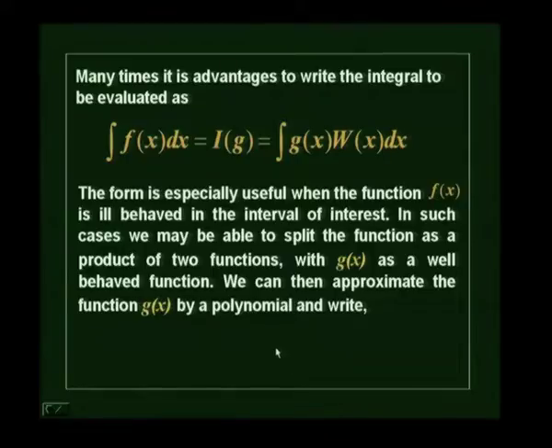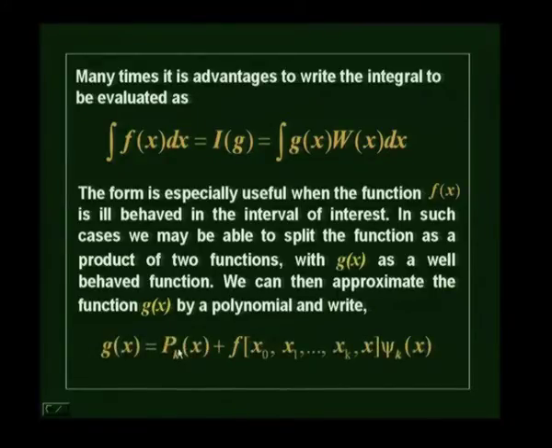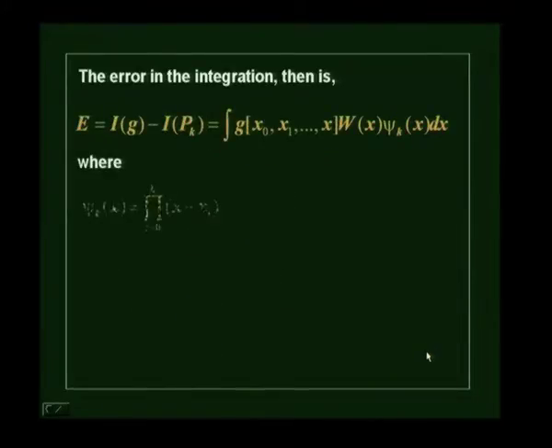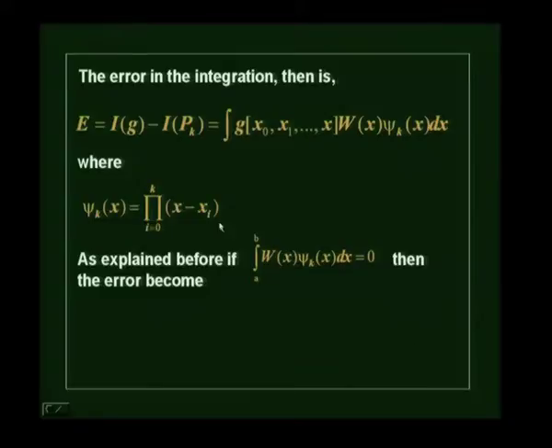Okay. So, now the form is, as I said, especially useful when we are able to split the function such that g is well behaved, and then we would approximate g of x by a polynomial, and then we would write g of x as p_k of x plus the error in the polynomial, which is f[x0, x1, ..., xk, x] psi_k of x. This being the product of (x minus x0) up to (x minus xk). Okay. So, that is what we have, and then we can write now the error as this, right.